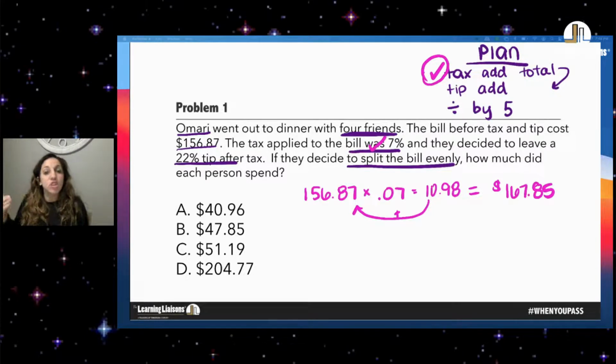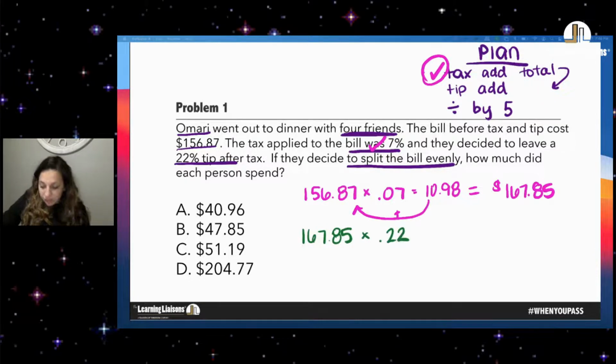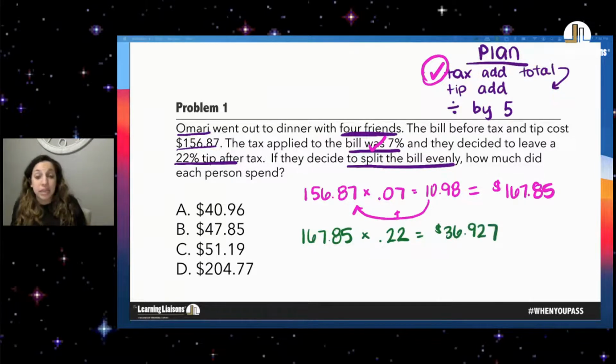Then they left a 22% tip. So now I need to take my $167.85 and multiply it by my 22% tip to figure out what they tipped the server. So $167.85 times 0.22 is going to give me $36.92 with a part of a cent. That is the tip. That's not what they're paying. That's not the total. That is the tip.